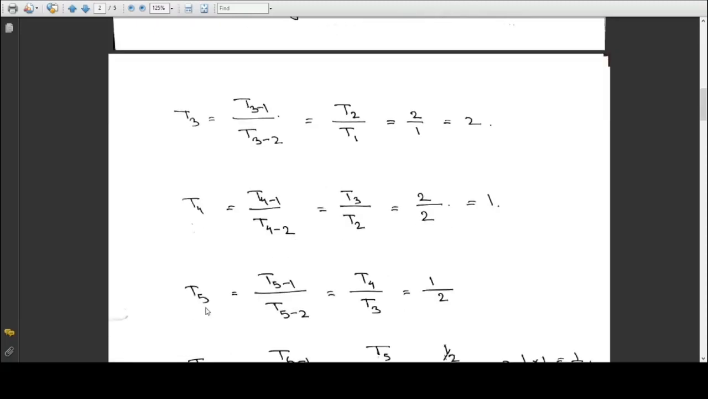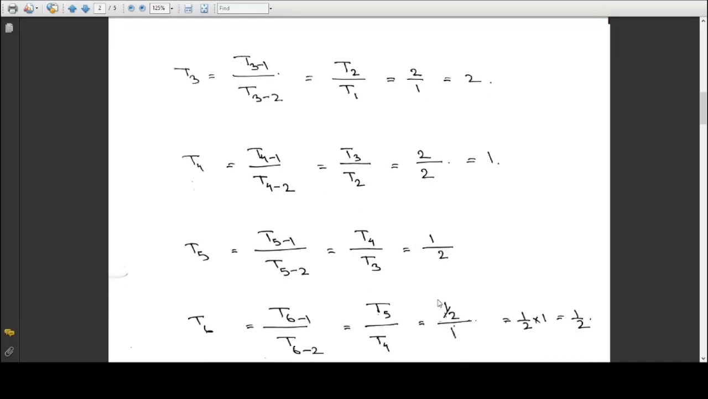Now term 5, substituting the value of n by 5. 5 minus 1, 5 minus 2. 5 minus 1 is 4, 5 minus 2 is 3. The term 4 is 1, and the term 3 we have already calculated to be 2. This means 1 by 2 is the term 5.